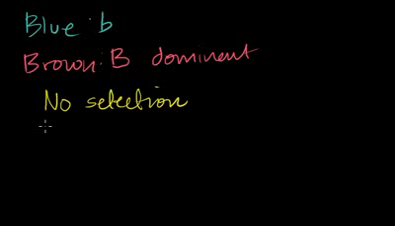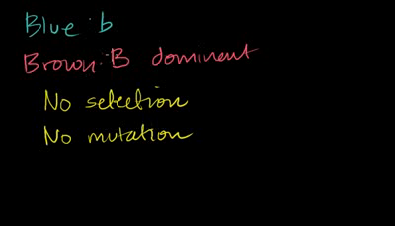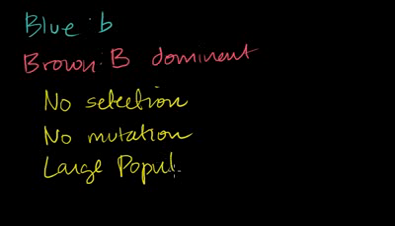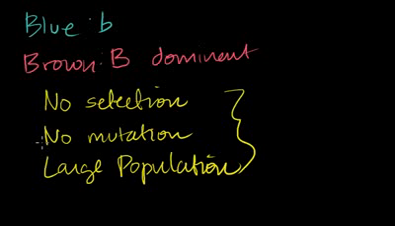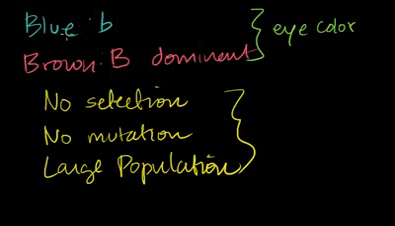And I'm also going to assume that there's no mutations. So for whatever reason, a chromosome that has a blue allele can't randomly turn to a brown or vice versa, or turn into a third color. And I'm also going to assume a large population. The reason why I'm making all of these assumptions is because I essentially want to have a stable gene pool, at least relative to this gene. Relative to the eye color gene, I want to be stable. I want to have a stable allele frequency.